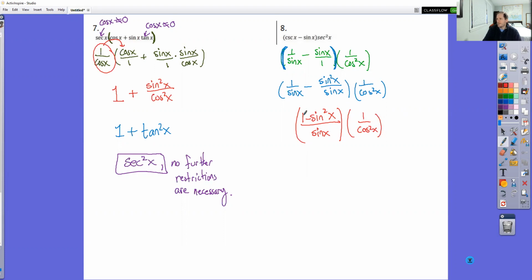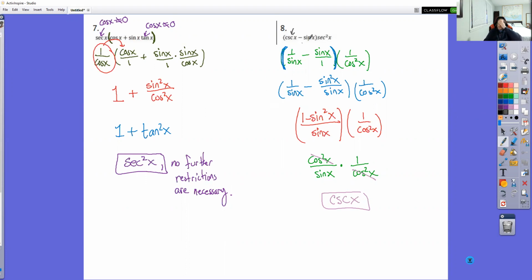One minus sine squared is cosine squared. So you're looking at a cosine squared x over sine x multiplied by a 1 over cosine squared x. So they can now happily be canceled out. You now just have 1 over sine, which you know to be cosecant. So that's the end of the road on that. And again, we've got a cosecant up here already.